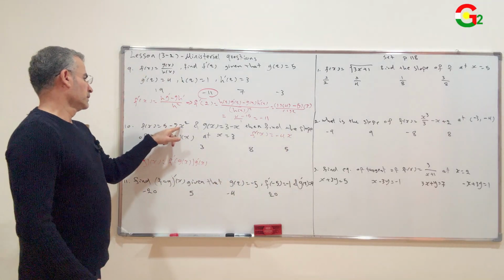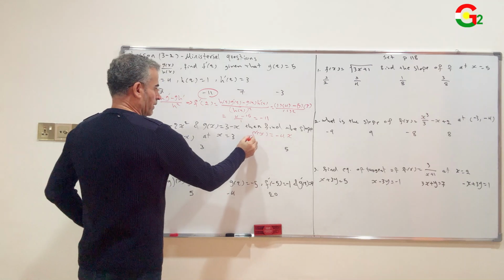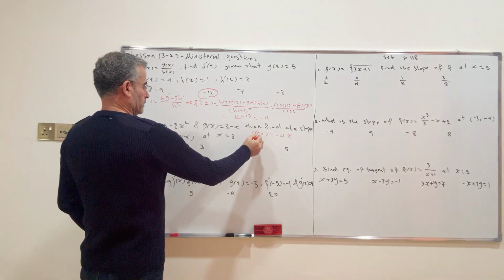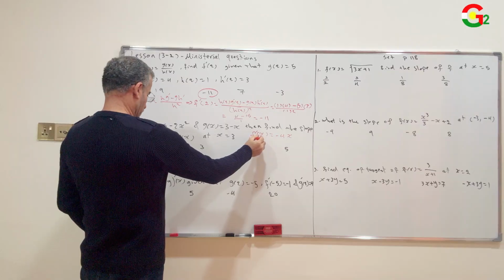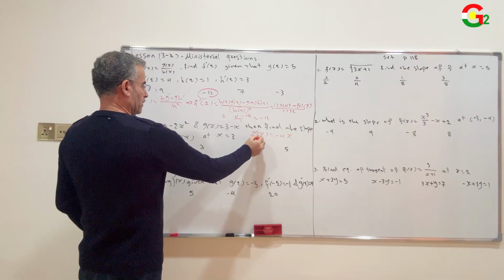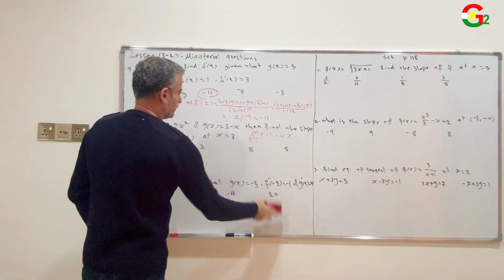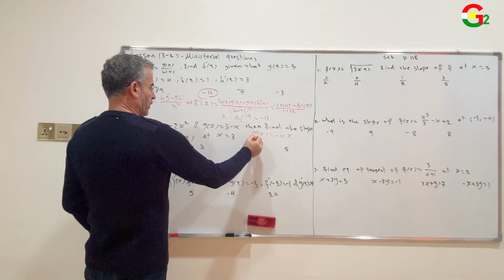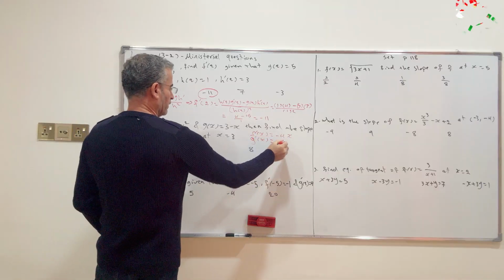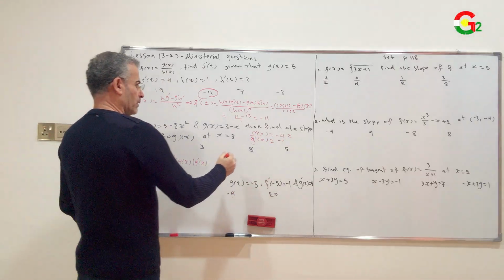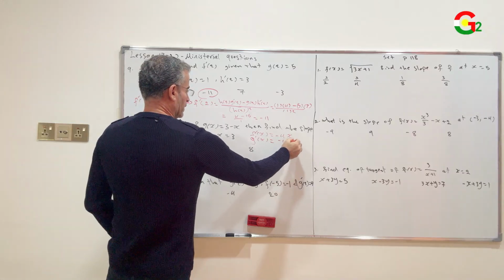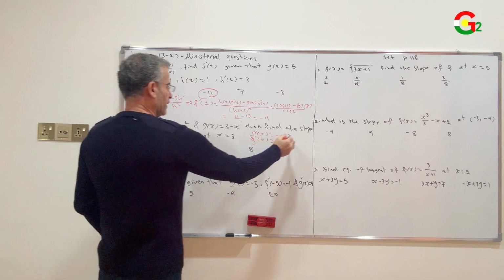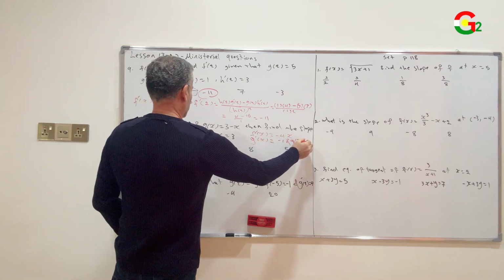Differentiate this function. Now, f prime of g of x, g of 3, g prime of x equal to -1, and g of 3 equal 0.